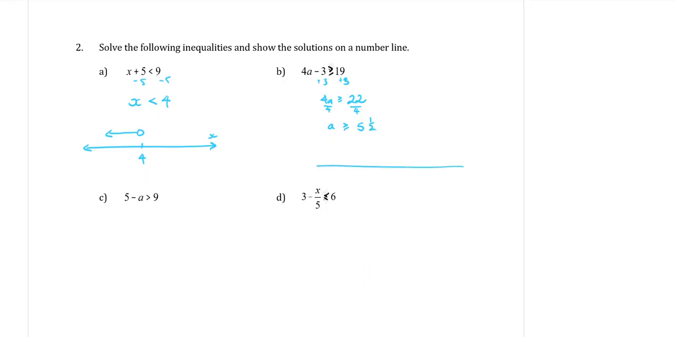So drawing on a number line, put the 5.5 somewhere in the middle there. This one has an equal sign, so a coloured in dot and pointing to the ones bigger. And this time it's an A solution, so we put an A on the end.